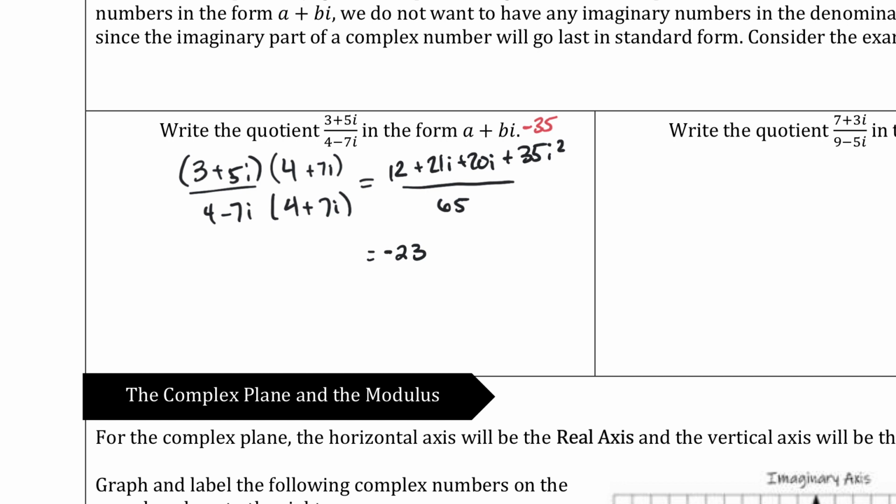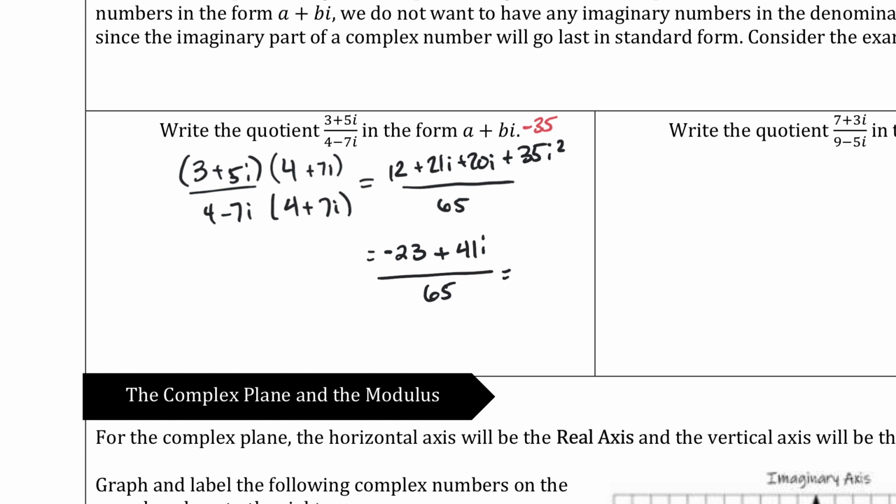Actually, negative 23. Then it's going to be plus 40, actually 21 plus 20 is 41i over 65. So here, I could leave the answer like this. I could also simplify if possible.